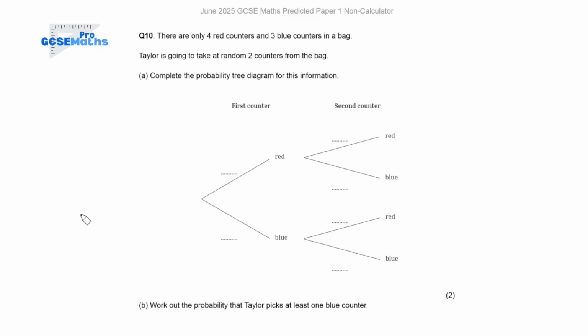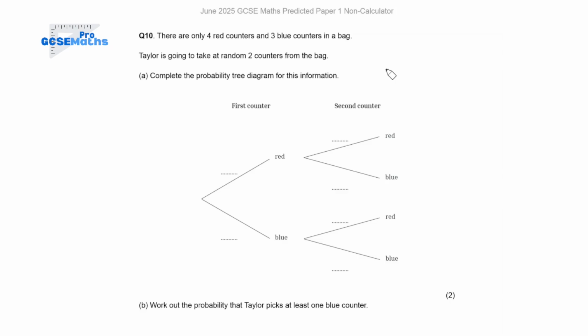Okay, question 10. There are only 4 red counters and 3 blue counters in a bag. Taylor is going to take at random 2 counters from the bag. Then they've just said complete the probability tree. So that basically implies to me that they're not going to replace them. Taylor's going to take 1 and then the other, or just grab 2 at the same time. There's no mention of replacing the counter after the first one, is it? So just bear that in mind, that wording. If they haven't mentioned that they're going to replace it, you can assume that they didn't, that they just grabbed 2 at the same time.